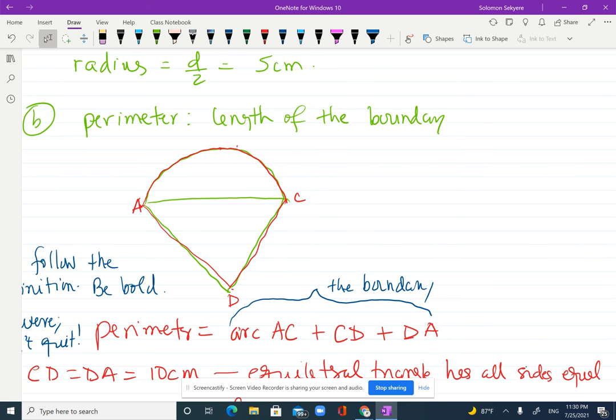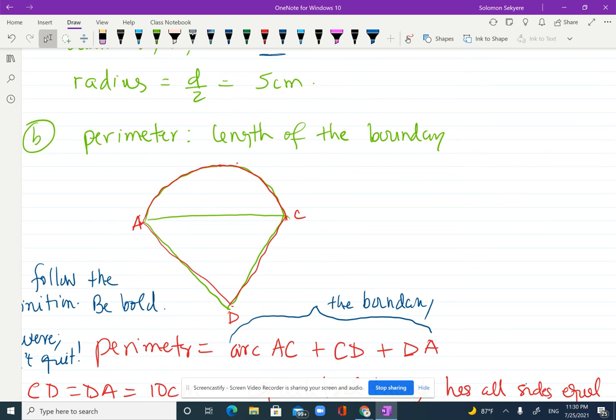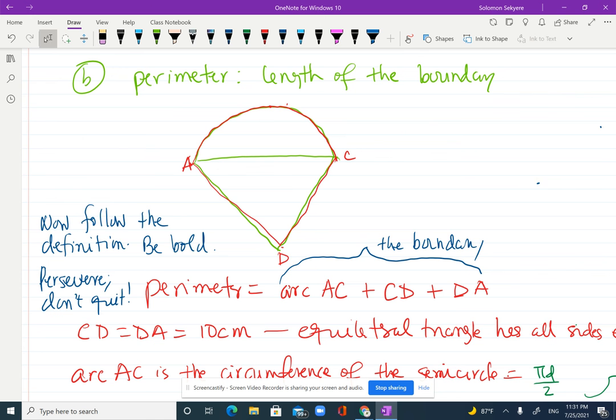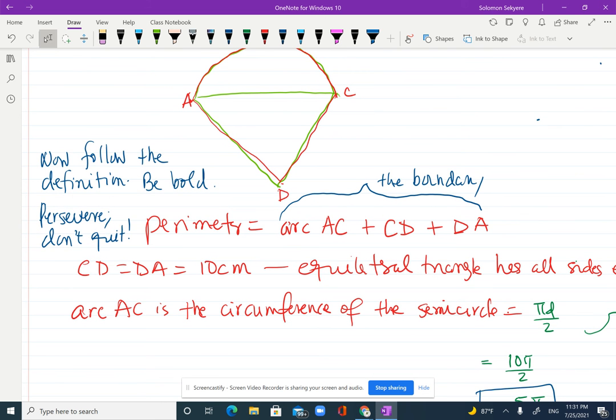So we go down. What is the perimeter of a figure? It's the length of the boundary. Just stick with the boundary. If you have a figure like this, it's the boundary. You start from here, you go here, there, there. That's your perimeter. You go around it. So now let's follow the definition. Be bold. I hope you've tried this first. Be bold, persevere, don't quit, get through it. Now you write the definition of perimeter.